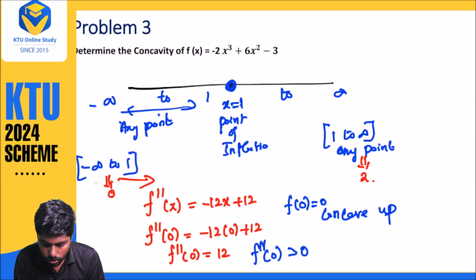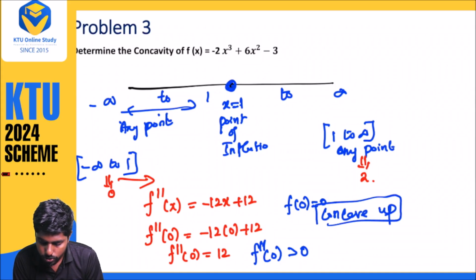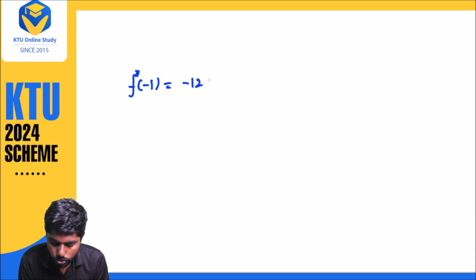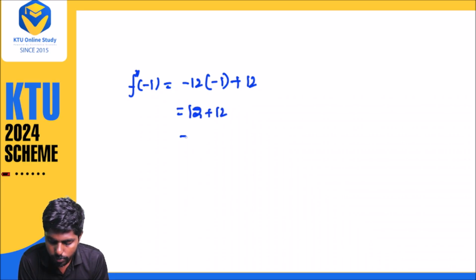In here, that is from minus infinity to 1, I am getting concave up. Substitute any value. For example, I am substituting minus 1. If I substitute minus 1, what will happen? f double dash at minus 1: minus 12 into minus 1 plus 12. Minus into minus, so it will become 12 plus 12, it will become 24.